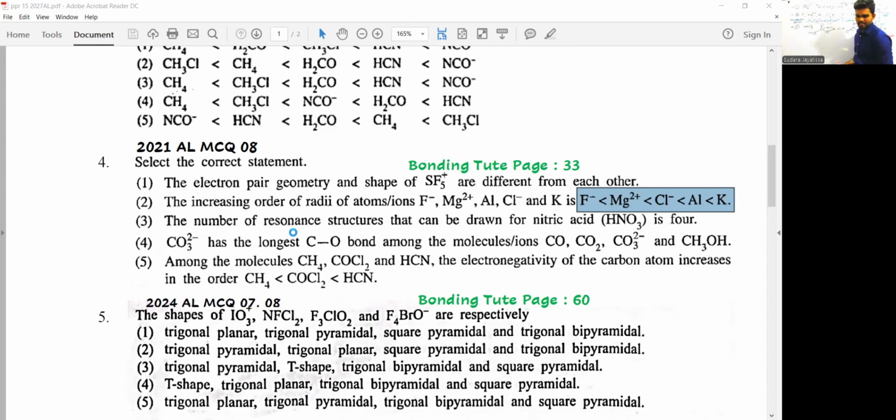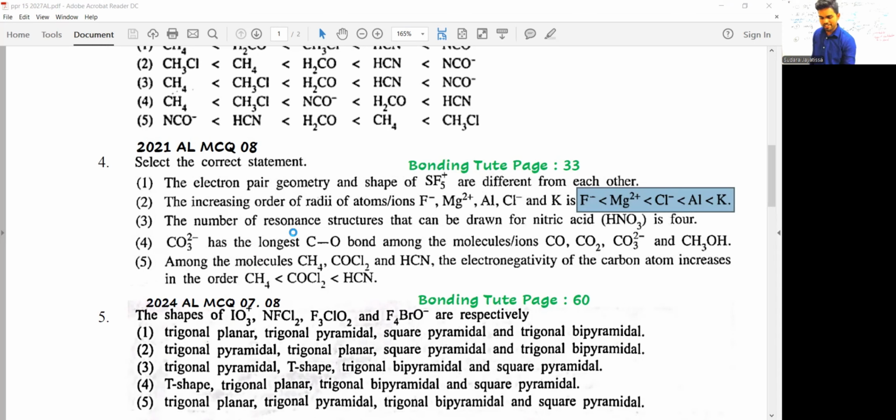Right, now look at the fourth one and let's understand why it is wrong. It says about the carbon-oxygen bond length. Okay, so they have given you four structures. What are they? Carbon monoxide, carbon dioxide, carbonate, and CH3OH. So students are not seeing this CH3OH because it is separated by the word 'and'. That's a kind of a bad thing they did.